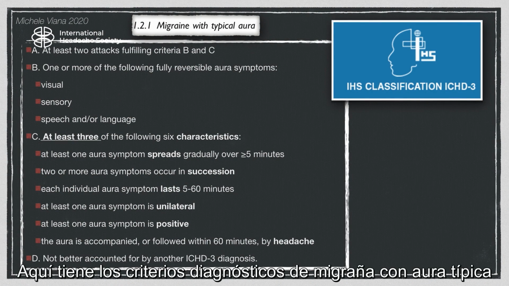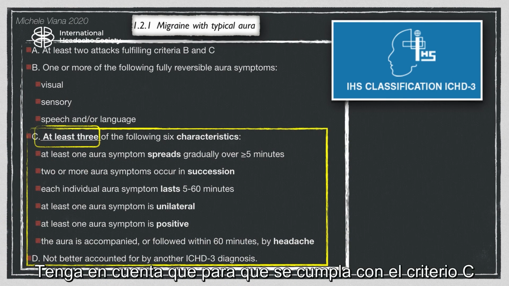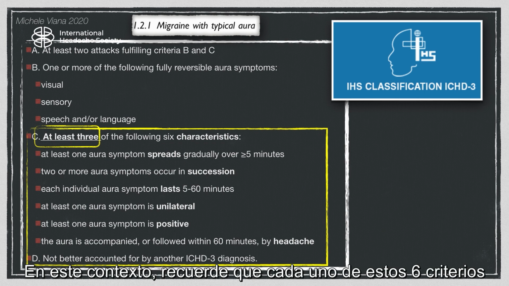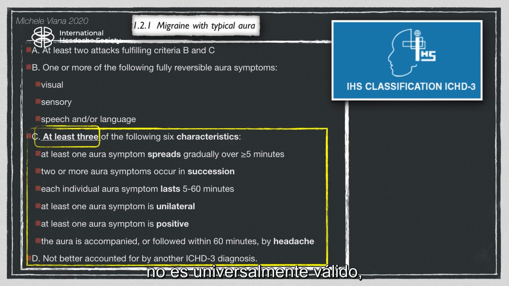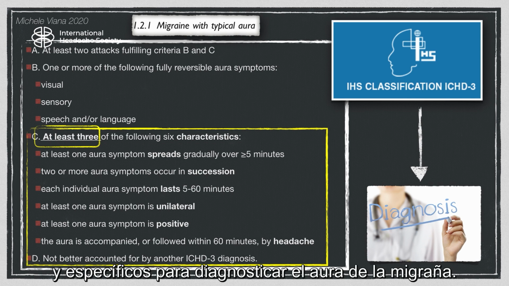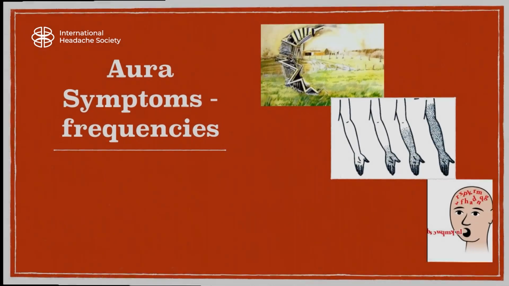Here you have the diagnostic criteria of migraine with typical aura. Please note that criterion C, for being fulfilled, requires the presence of at least 3 characteristics out of 6. In this context, remember that each of these 6 sub-criteria is not universally valid, and we will see some examples later on. On the other hand, these criteria together are highly sensitive and specific to diagnose migraine aura.